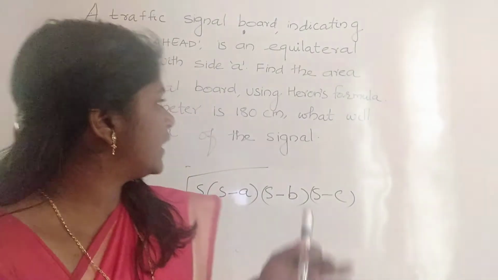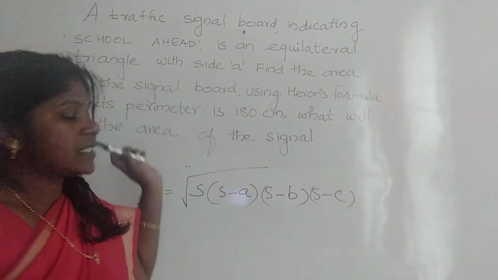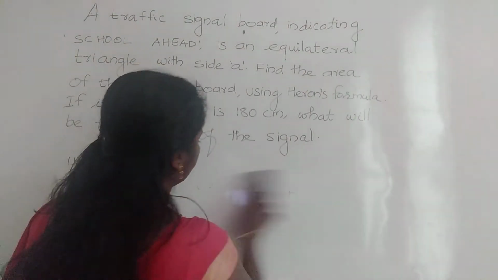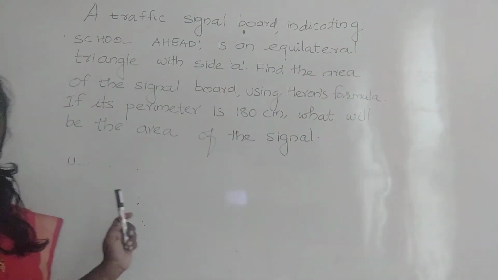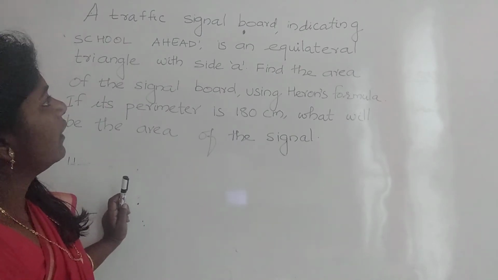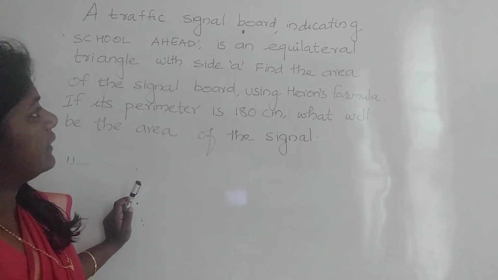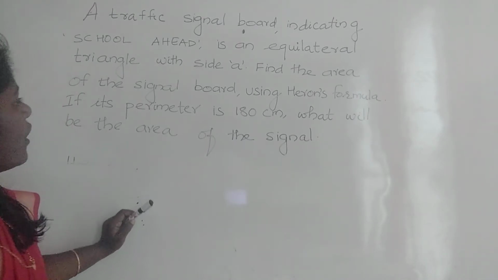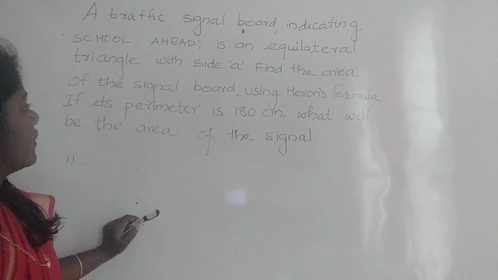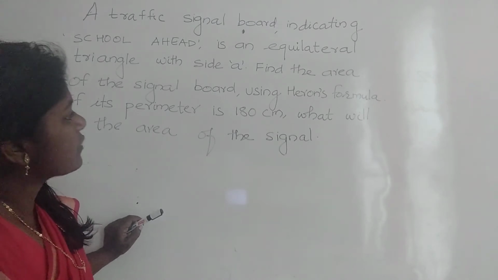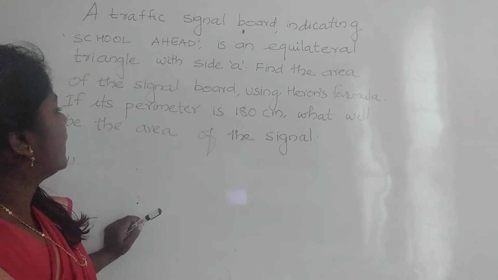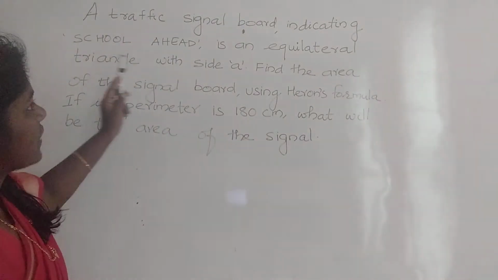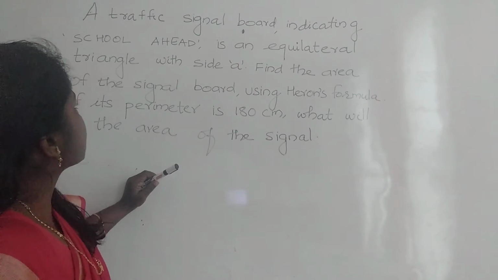Let us see. For that, I have taken questions from your exercise 12.1. What is the question? A traffic signal board indicating school ahead is an equilateral triangle with side A. Find the area of the signal board using Heron's formula. If its perimeter is 180 cm, what will be the area of the signal? What should we find again? A traffic signal board indicating school ahead.